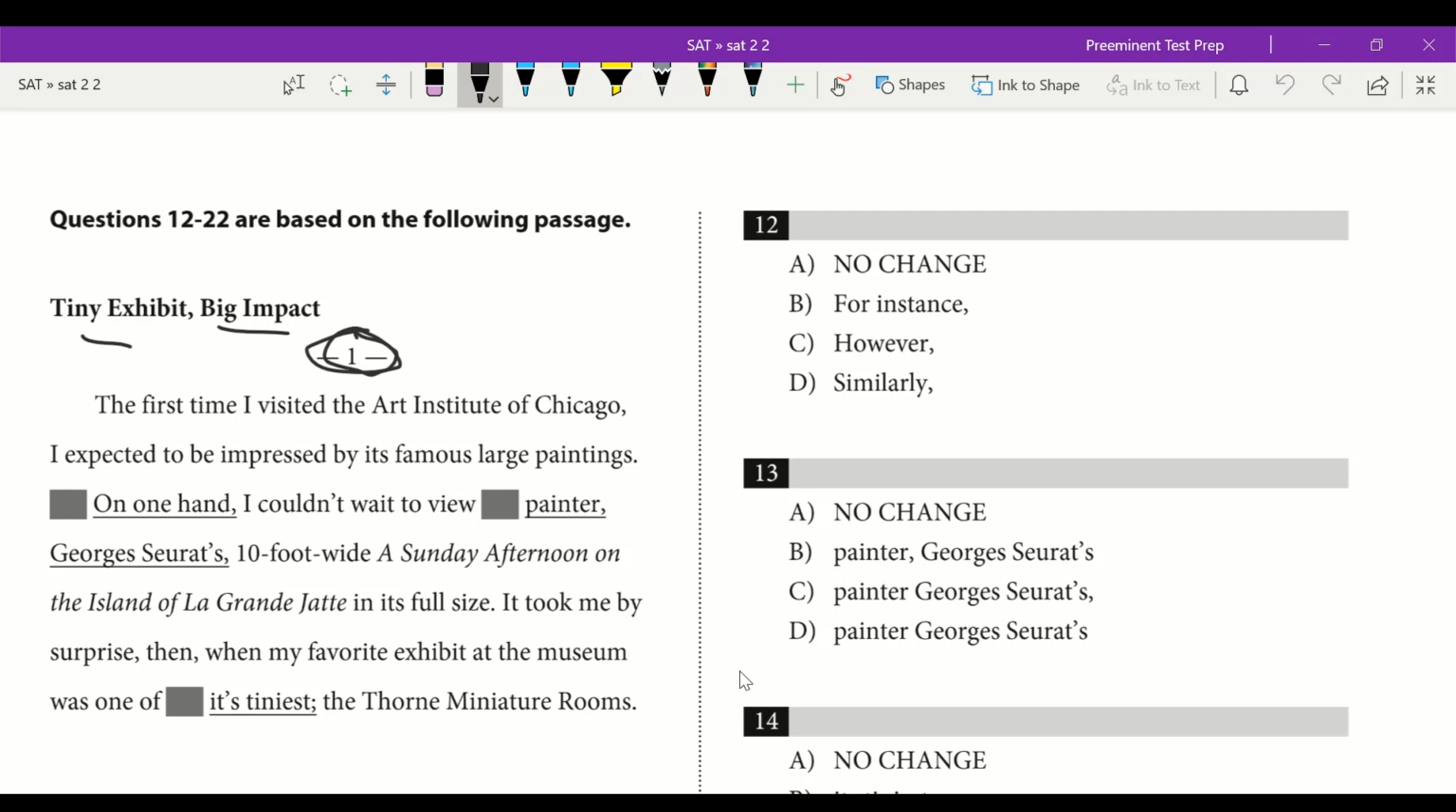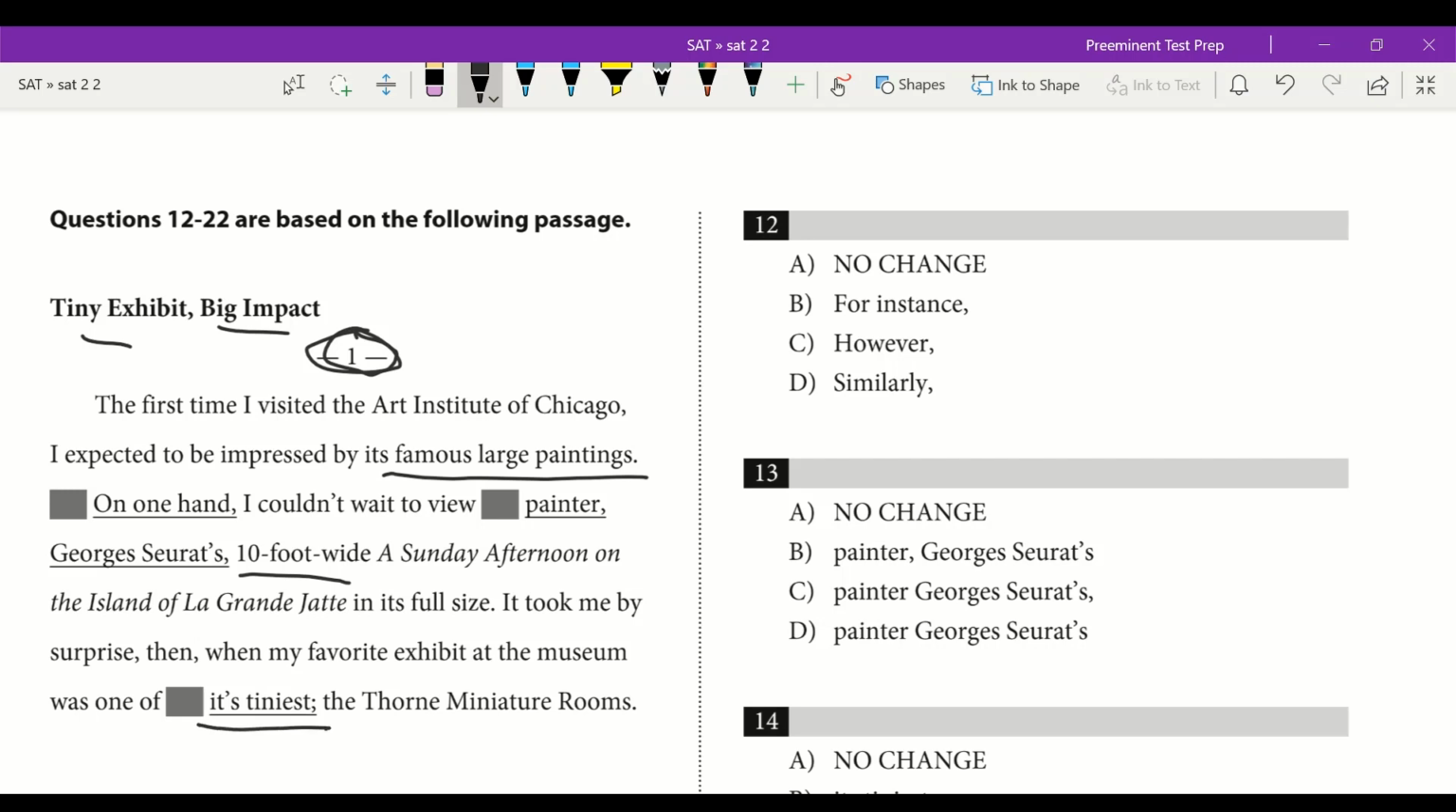All right, well, let's see what we got here. So we've got our transition word, right? And we know it's a transition because it's at the beginning of a sentence and has a comma after it. Sets up perfectly for it to be a transition. Okay, so let's read our sentence before it and connect it to the sentence that it's leading into. "The first time I visited the Art Institute of Chicago, I expected to be impressed by its famous large paintings. On one hand, I couldn't wait to view painter George Seurat's 10-foot wide, so a large painting, A Sunday Afternoon on the Island of La Grande Jatte in its full size. It took me by surprise then when my favorite exhibit at the museum was one of its tiniest."